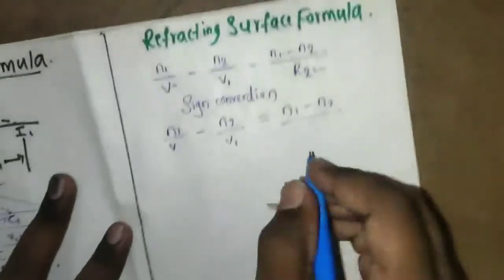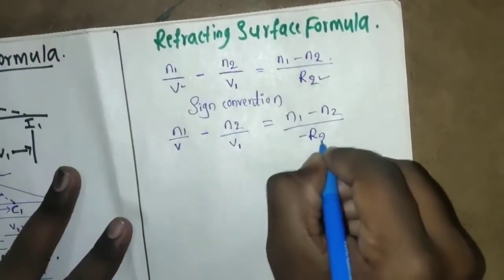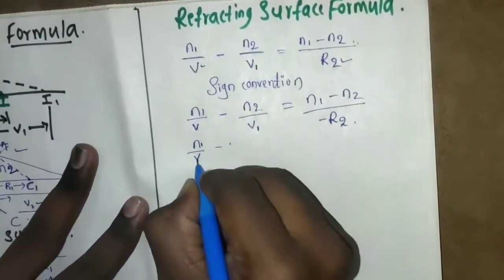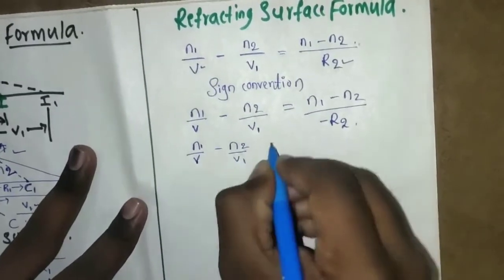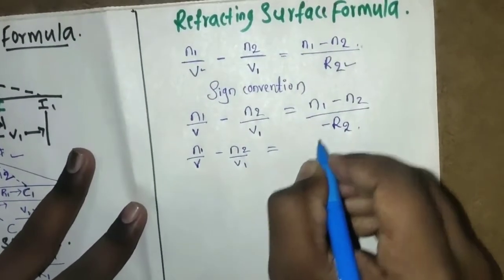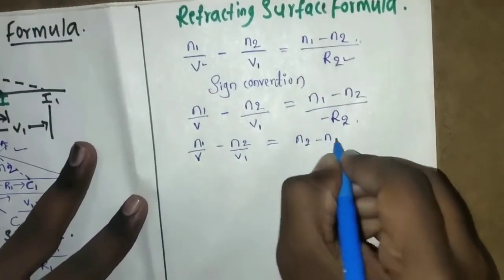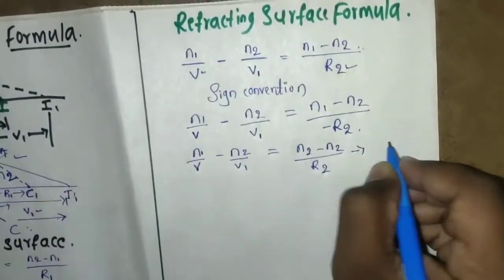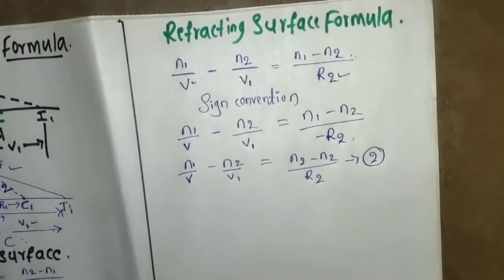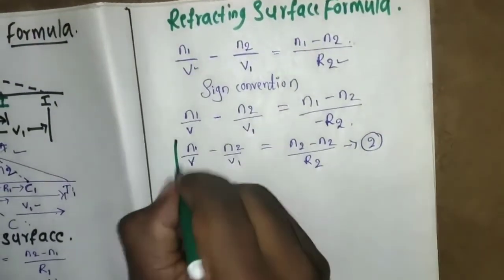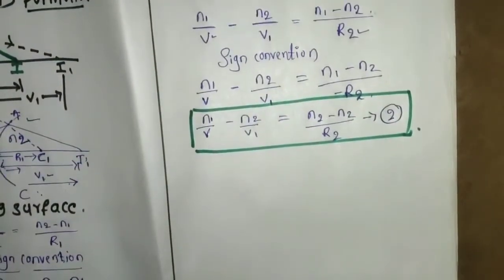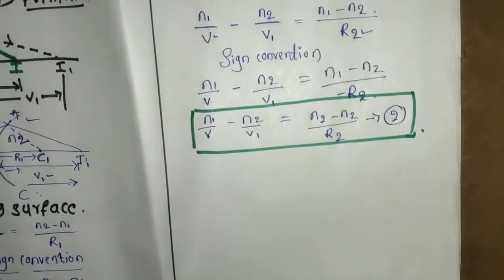negative. See here, directly I will write minus R2, n1 minus v minus n2 by v1, minus. I will write this equation directly as n2 minus n1, and it becomes positive, that is R2. The equation becomes the second one. This equation is the second one, and this is the first equation. Now I will add both these two equations.